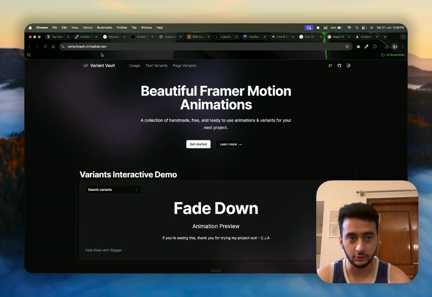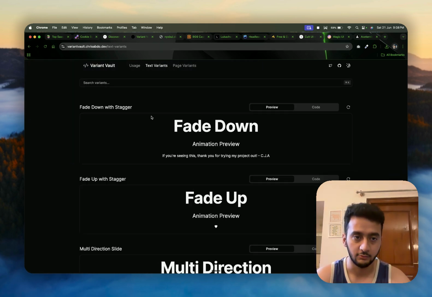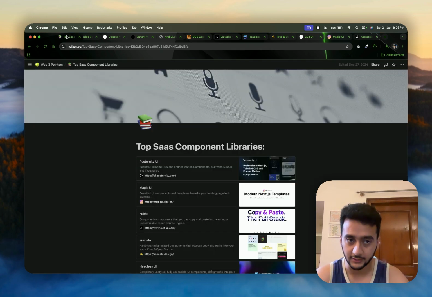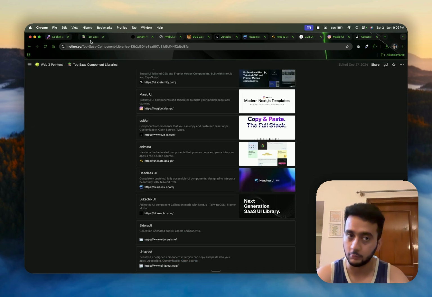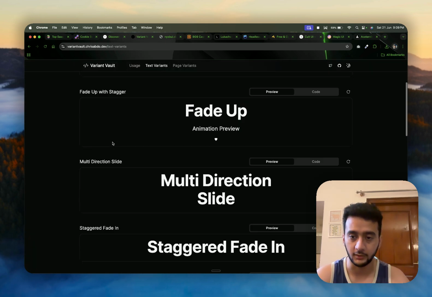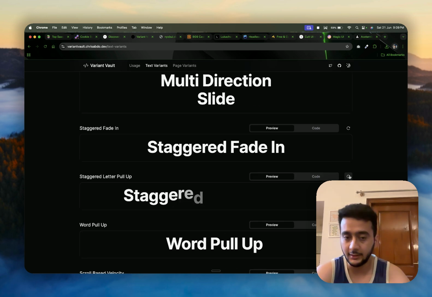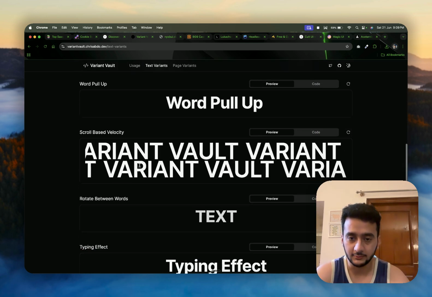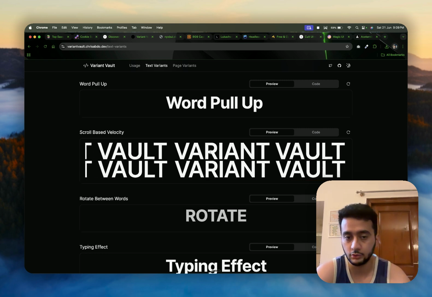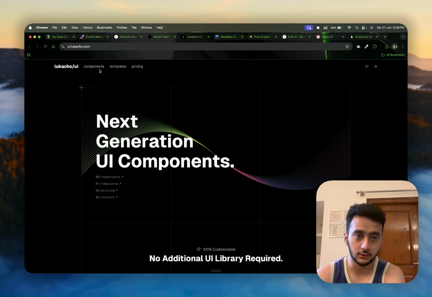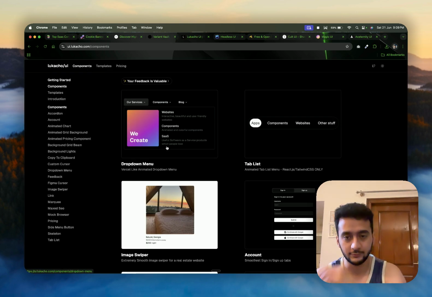Other than that, the third one was Variant Wall. This has some variants with some animations. To be honest, I have not used it much, but while I was making this list, this is something I ran into. I was like, boom, this is something I would love to play around with. They have some pretty neat animations as well, like a multi slider, so you can add it onto your website. I really like this one. For example, I'm planning to use this in the next version of my Dream Launch website. They have some pretty neat components.